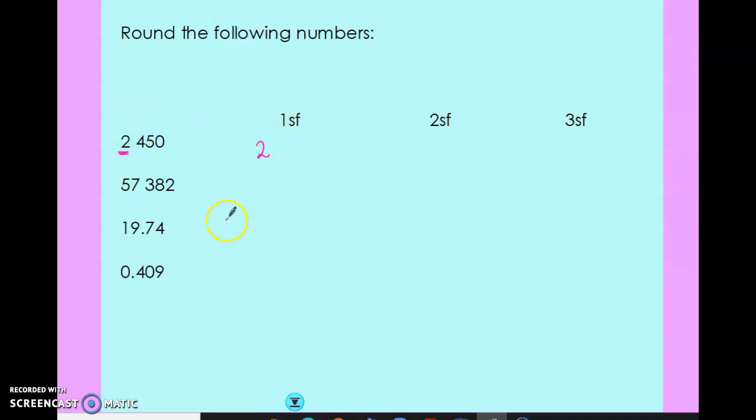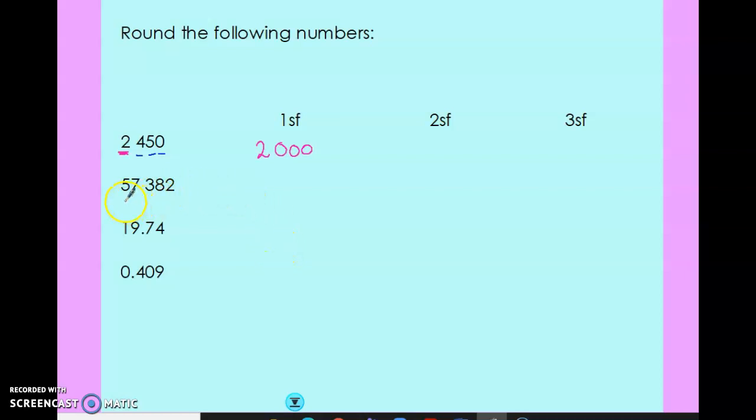But I can't just leave it as 2. 2 does have one significant figure, but it's nowhere near 2,450. Remember, we want it as close as possible. Here I've got 1, 2, 3 numbers after that 2. I'm going to fill in those spaces with zeros. I'm going to stick with one significant figure just now, and then we'll look at 2 and 3.